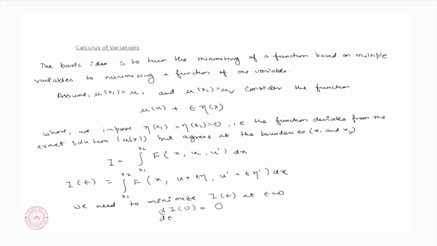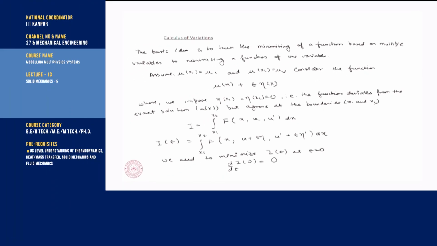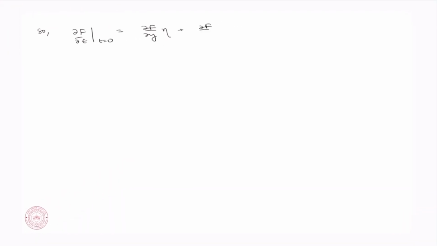Okay. So, if that is the case, then we can look back into our equation again. This is our F, and we are taking a derivative with respect to epsilon. So, we will take derivatives along all of the terms, let us just take the derivative with respect to F first. So, del F by del epsilon at epsilon equals 0 will be equal to del F by del u of eta plus del F by del u prime of eta prime. Okay, again all at epsilon equals 0.